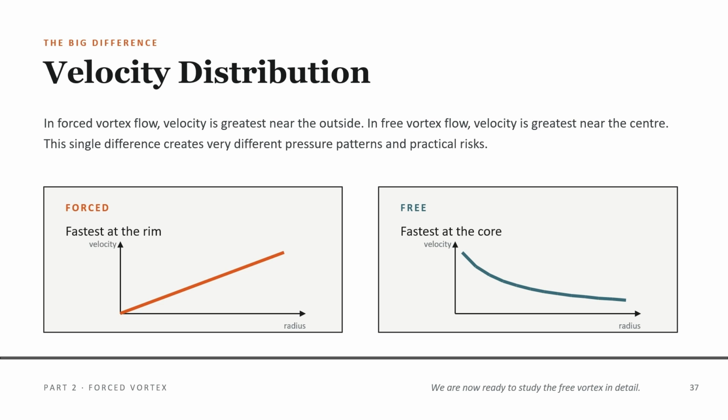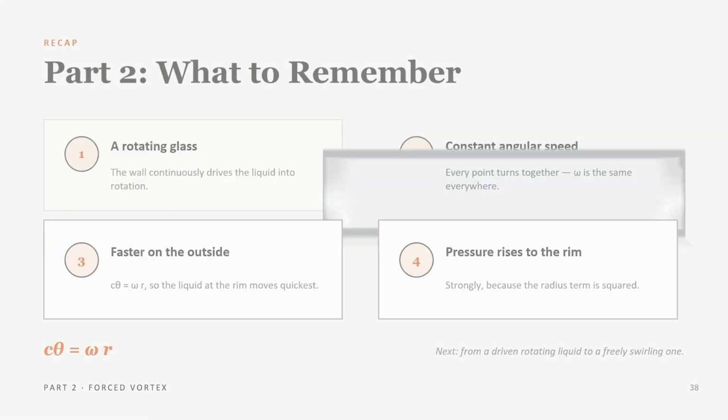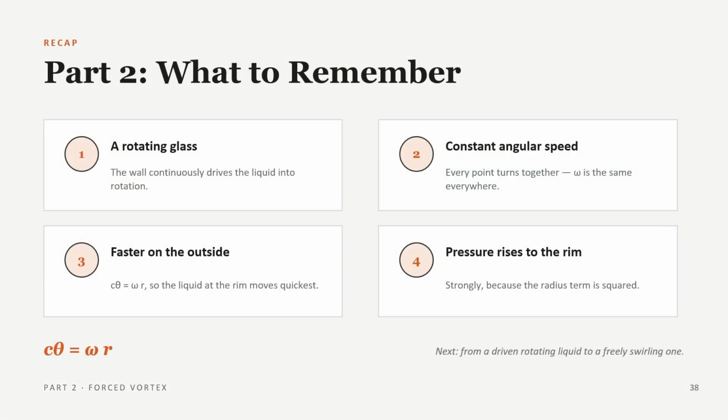Part 2, what to remember. Forced vortex is the spinning glass story. External rotation drives the liquid. Angular speed remains constant, tangential speed increases outward, and pressure rises strongly toward the rim. Next, we will follow the bathtub drain story and learn why a free vortex can create high speed and low pressure near its center.